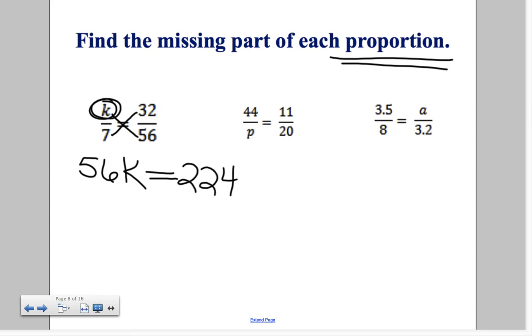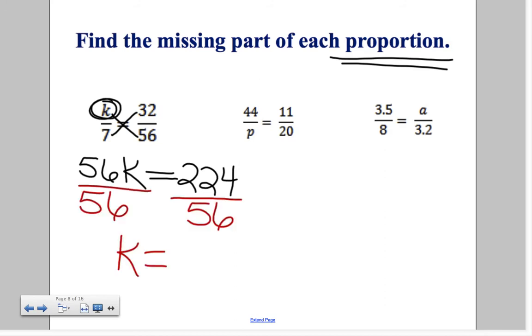Now, have you ever seen an equation like this? Look what a proportion actually does, the cross products turn into an equation. Have you ever solved this before? What would you do to both sides? Divide by 56. So, divide by 56. And what is k equal? Yeah, 4.